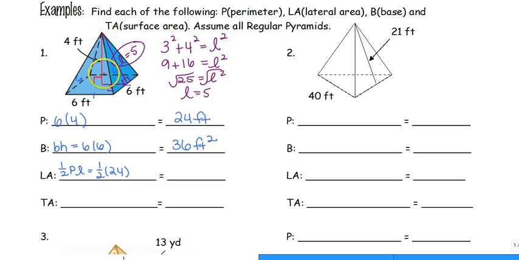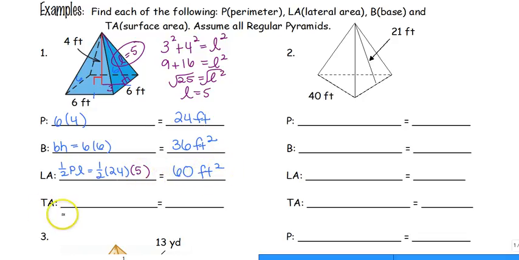Again, all we did is we created a triangle inside of our pyramid using the height of the pyramid, cutting the base in half to get the bottom, and then solving for the hypotenuse, which is the slant height. So we just found that that slant height is going to be 5. 1/2 times 24 is 12. 12 times 5 is going to give us 60 feet squared.